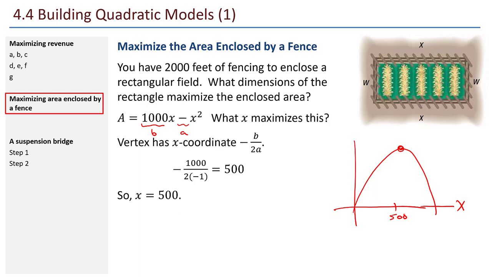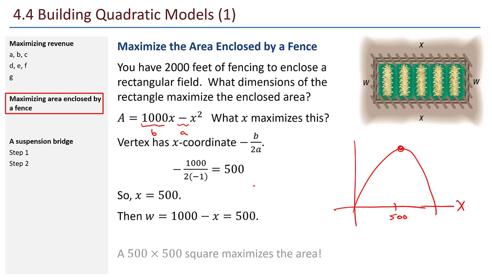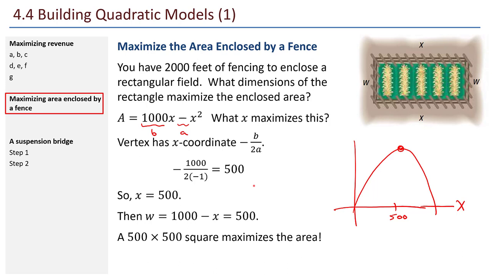Well, what is W then? Well, remember, W was 1000 minus X. So 1000 minus 500 is 500. So in fact, this ends up being a square, a 500 by 500 square. That is the rectangle that has maximum area. And the dimensions that I sought in this problem were 500 and 500. And then for what it's worth, the actual area of the rectangle now can be computed. 500 times 500 is 250,000.